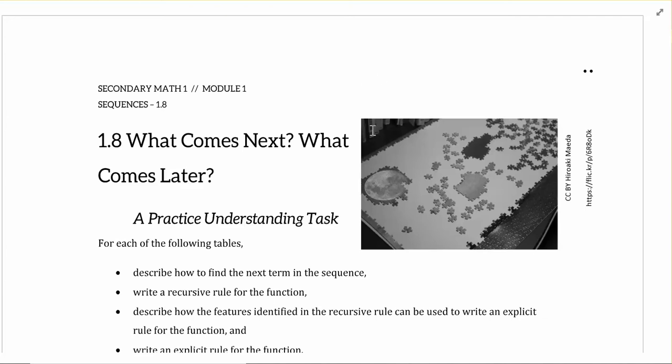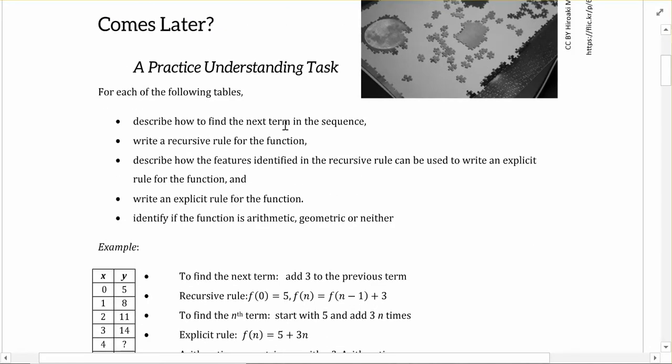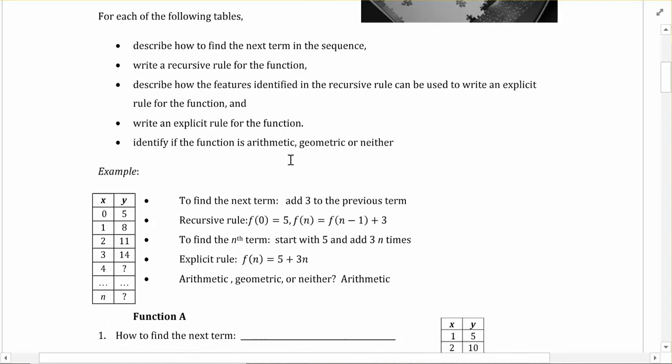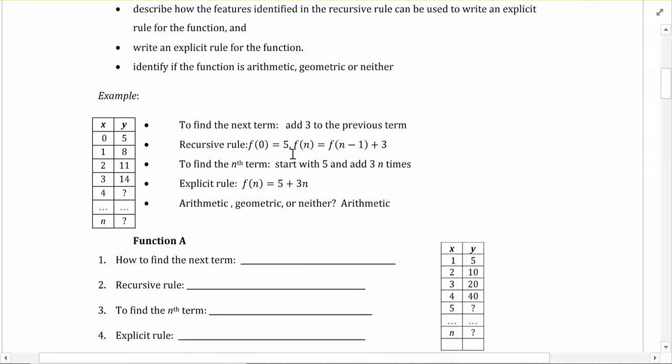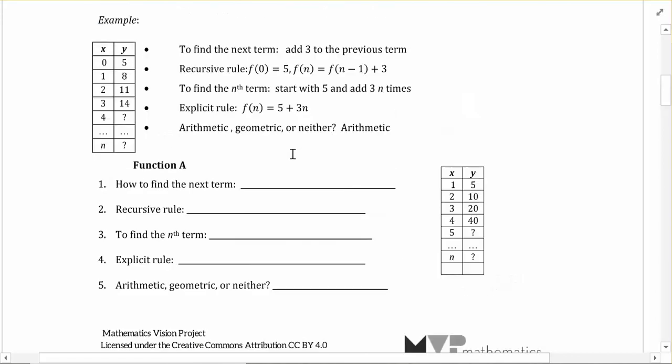So I'm going to read this. It says, describe how to find the next term of the sequence. Write the recursive rule. Describe how the features identified in the recursive rule can be used to write an explicit rule, and then write an explicit rule for the function. And finally, identify whether it's arithmetic, geometric, or neither.